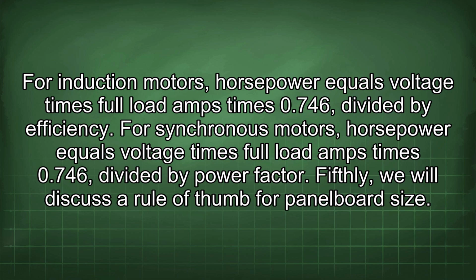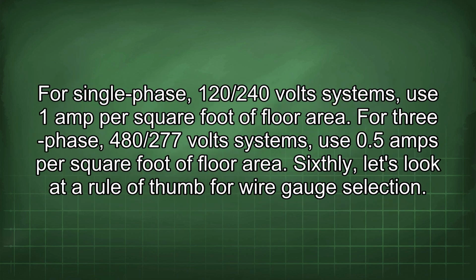Fifthly, we will discuss a rule of thumb for panel board size. For single-phase 120/240 volt systems, use 1 amp per square foot of floor area. For three-phase 480/277 volt systems, use 0.5 amps per square foot of floor area.